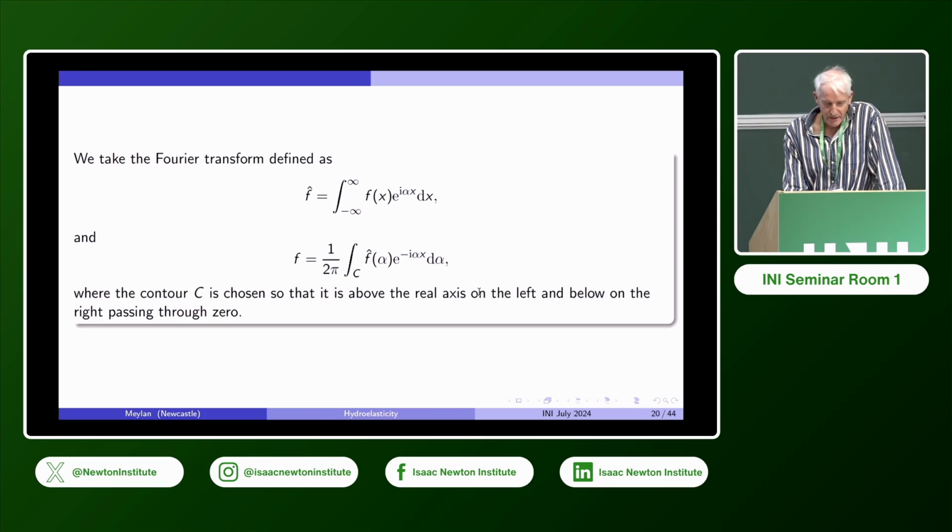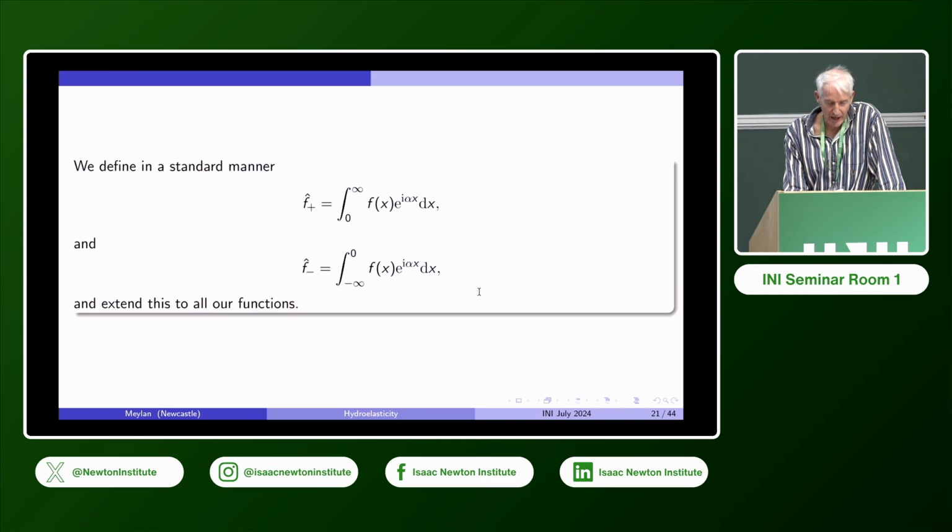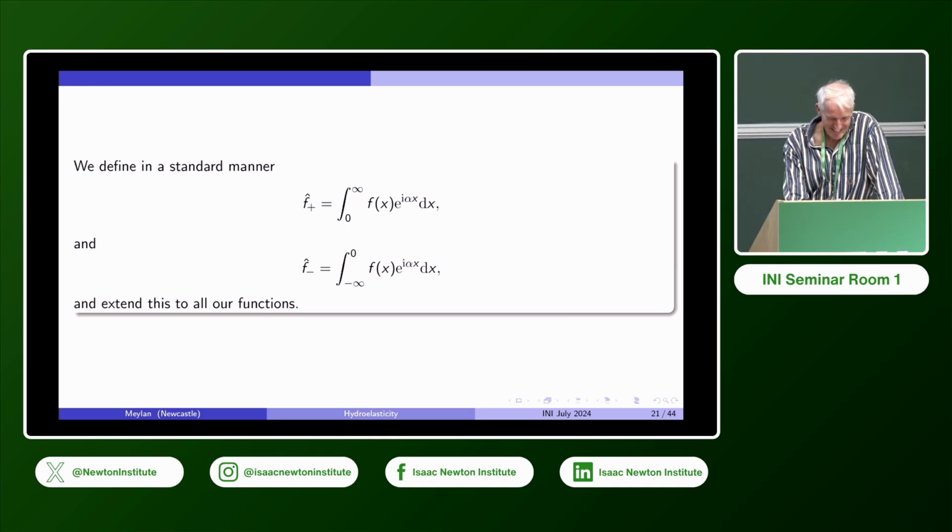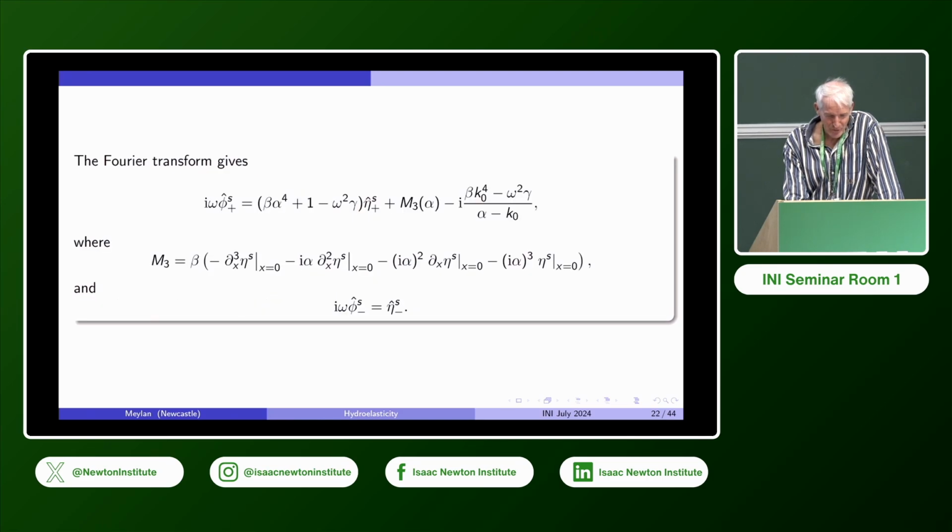Okay, and then as always, the contour is deformed around the poles that are on the real axis. Okay, and then I define the plus and the minus exactly in the standard way here. Hopefully I've got that plus and minus the right way around here. Okay, good. All right.